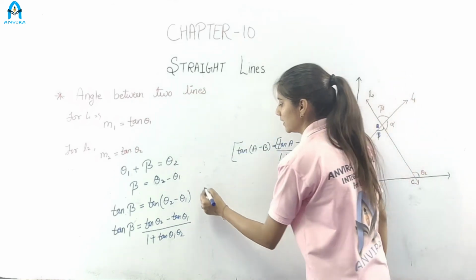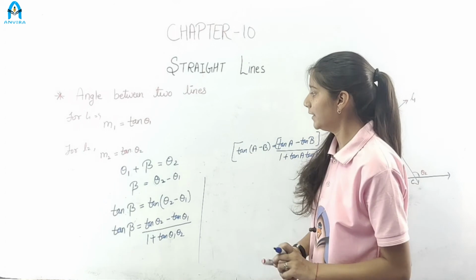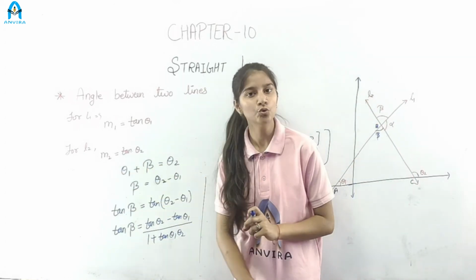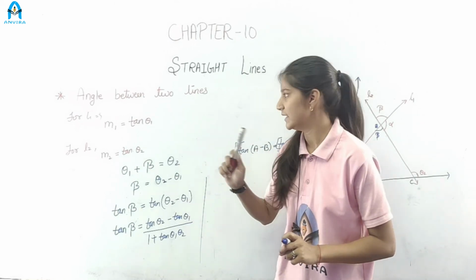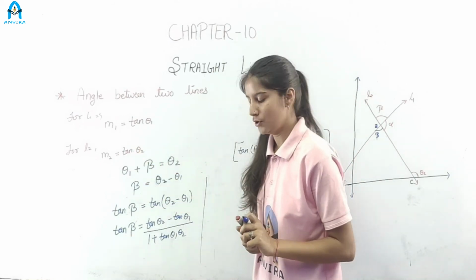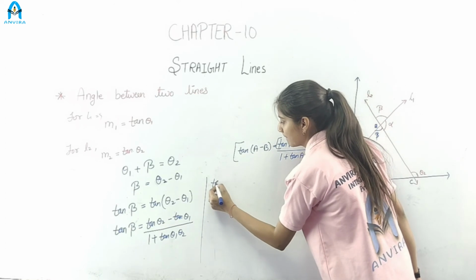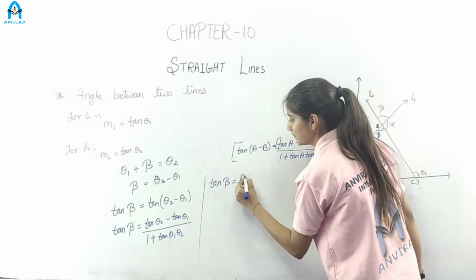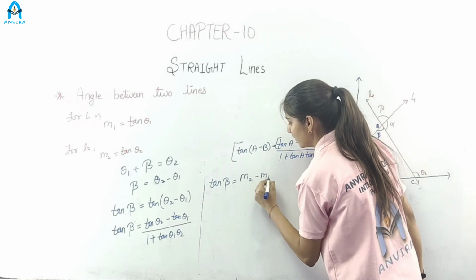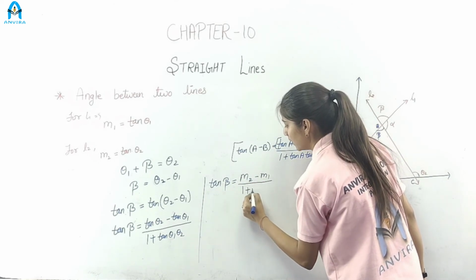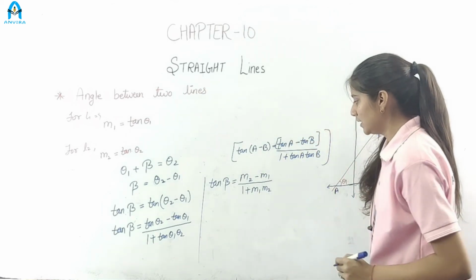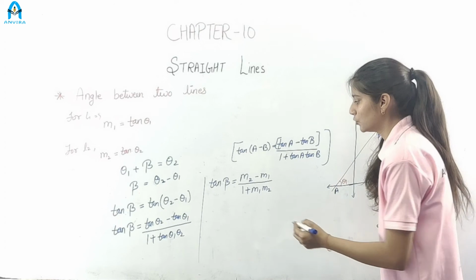So from here I know that the value of tan theta 2 is m2, and the value of tan theta 1 is m1. So applying the formula, tan beta is given by m2 minus m1 upon 1 plus m1 m2.